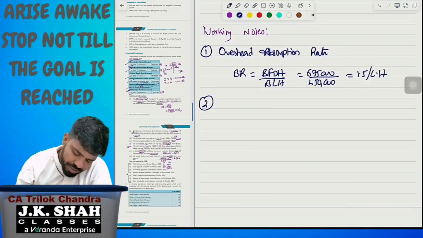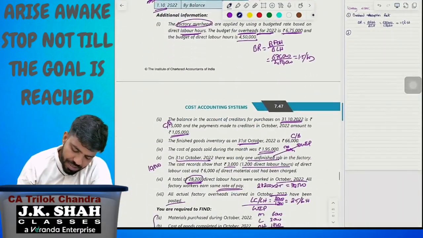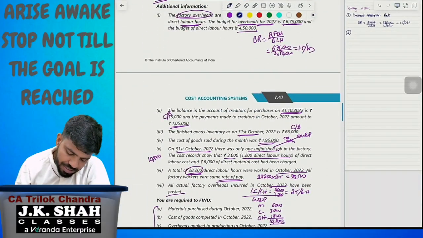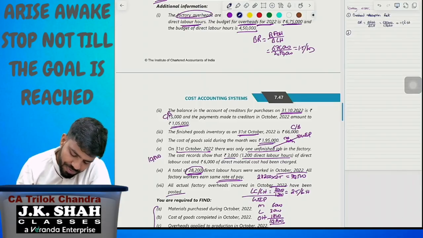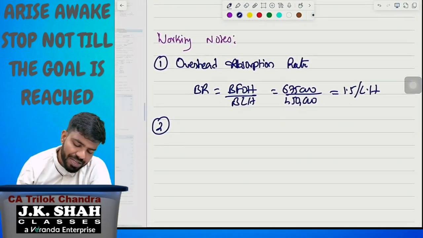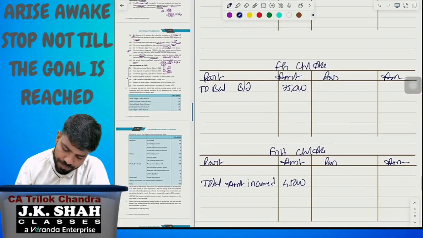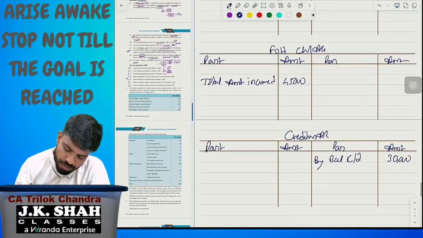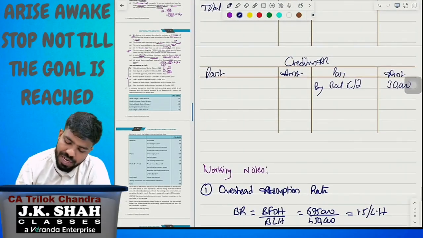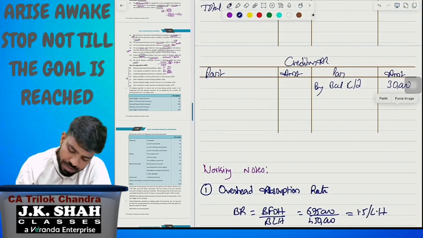Next, the second point. According to the second point, I already calculated it. It indicates the closing balance of creditors and payment to the creditors. Closing balance is 15,000 and payment to the creditors is 1,05,000. Closing balance of creditors, we are going to show on the debit side. Opening balance is a credit balance, and the closing balance is also a credit balance, but we write it on the debit side.